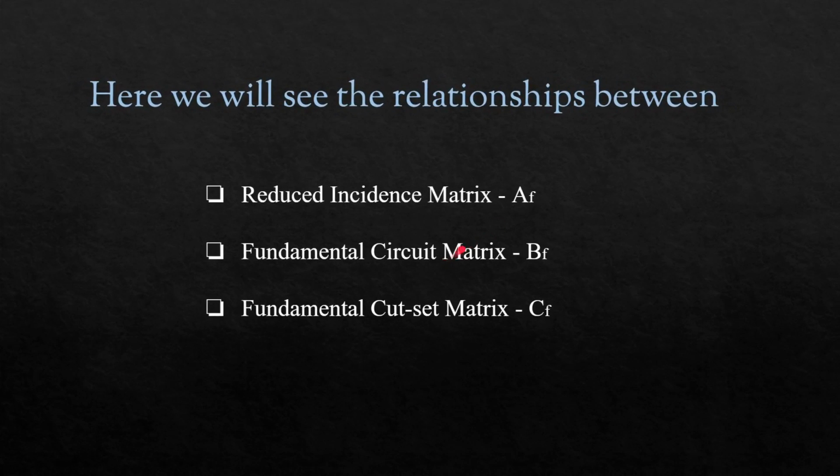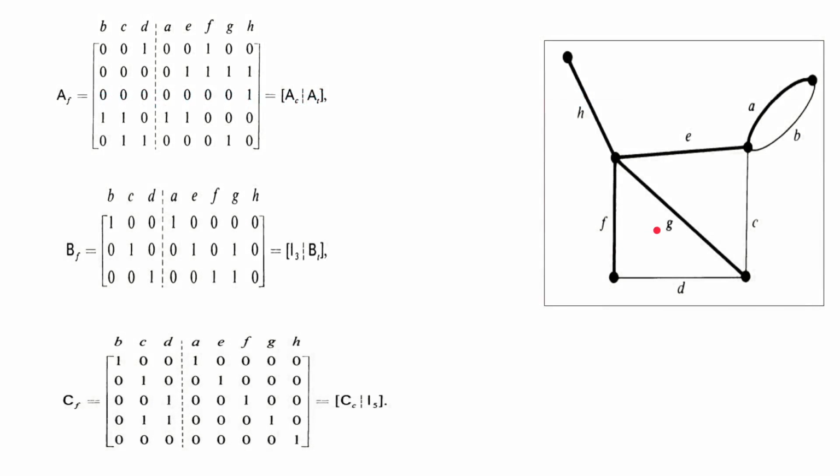Here we will see the relations between the reduced incidence matrix AF, the fundamental circuit matrix BF, and the fundamental cut-set matrix CF. Consider this as a spanning tree with the edges B, C, D as the chords of the spanning tree, and A, E, G, H, and F as the branches of the spanning tree.